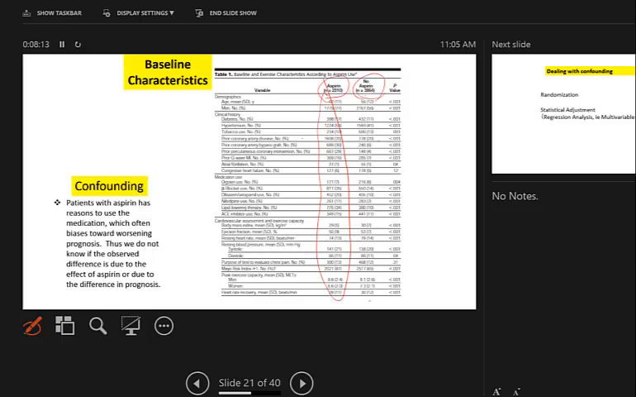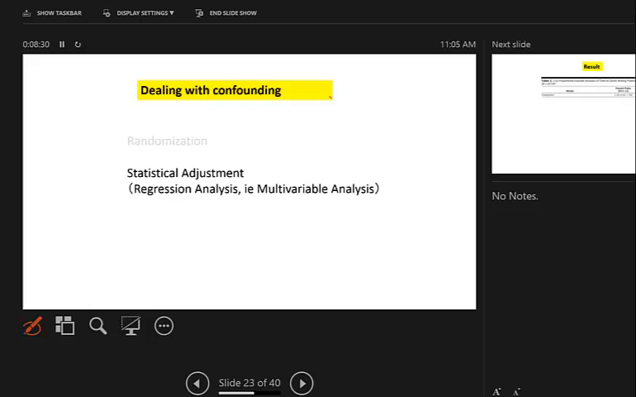So we might be comparing apples to oranges, and that might put you in the wrong result. So the challenge in observational study is analysis. We do have to adjust for these differences. Typically, what we do is randomization.